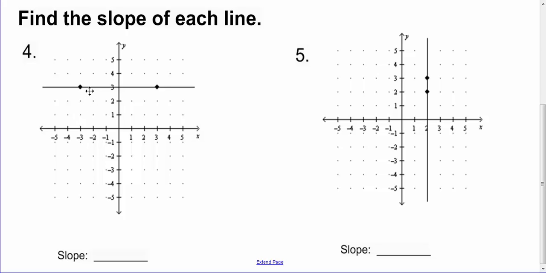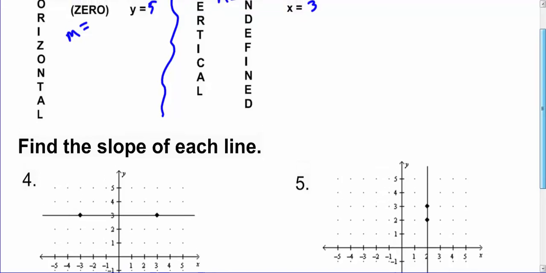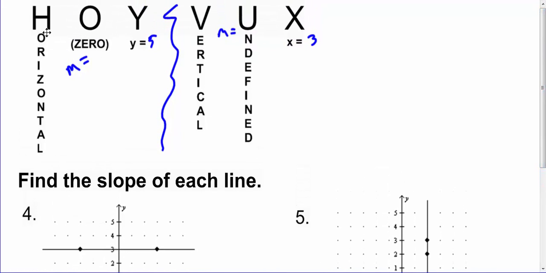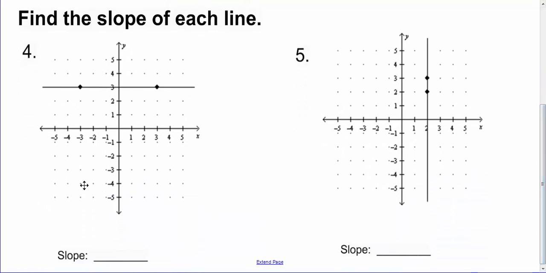Just like this, number 4 says find the slope of the line. Well, this is a horizontal line. When I think about that HOY-VUX phrase, it answers the question. Horizontal slope is 0. This one's vertical. Vertical line. This goes to the last 3 letters in HOY-VUX, the VUX, which means vertical lines have undefined slopes, and you can abbreviate that as UND period if you would prefer.